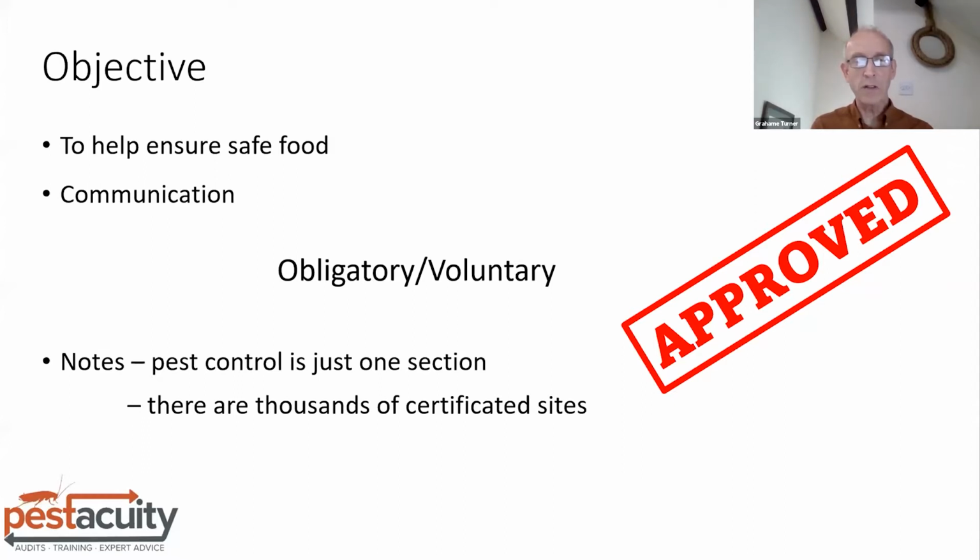And the other thing to note is that there are 1,000 certificated sites across the country. And across the globe. I know we've got a lot of international listeners as well. Some of the standards are used globally. There are thousands of certificated sites. So if you want to work in the food industry, then you need to be up to speed with the standards.